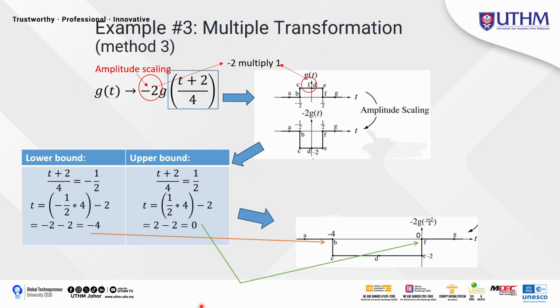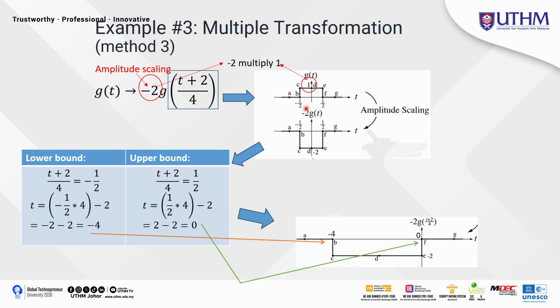Now in this example, we use method 3 to do the multiple transformations. So the same question, which is negative 2 g((t plus 2) over 4). First of all, we do the amplitude scaling. This negative 2 is the amplitude, and then you multiply with this original signal, whose amplitude is 1. So negative 2 multiplied with 1, you get negative 2. The range is from negative half to half, it remains the same.